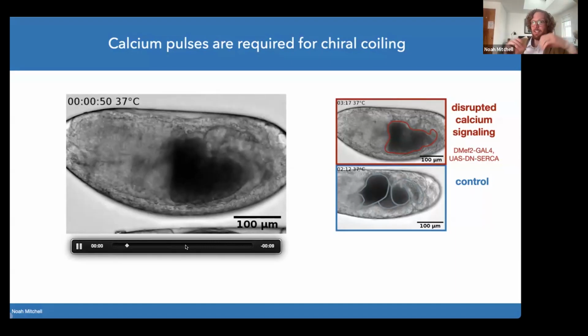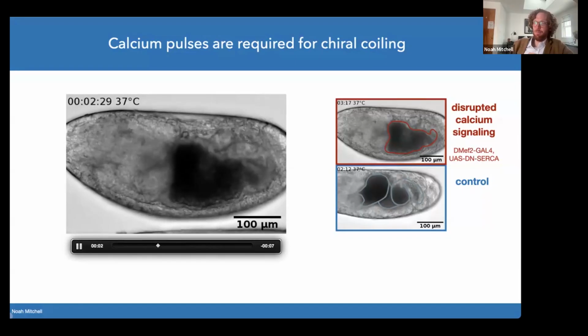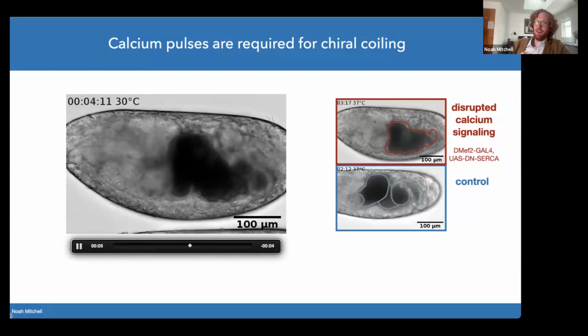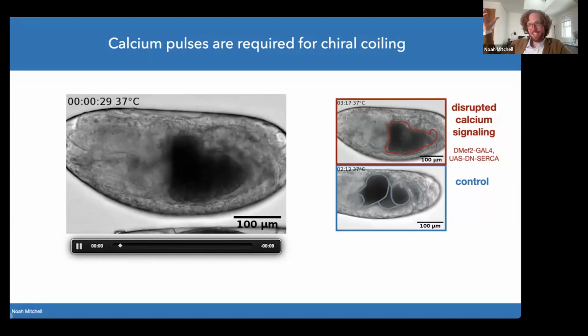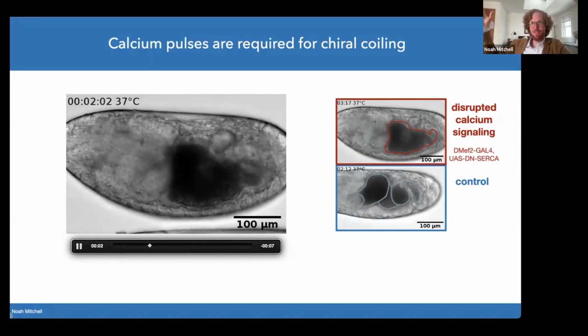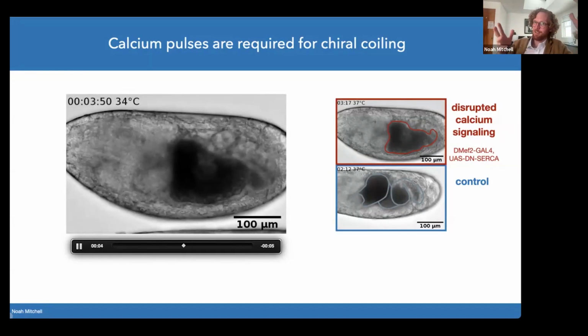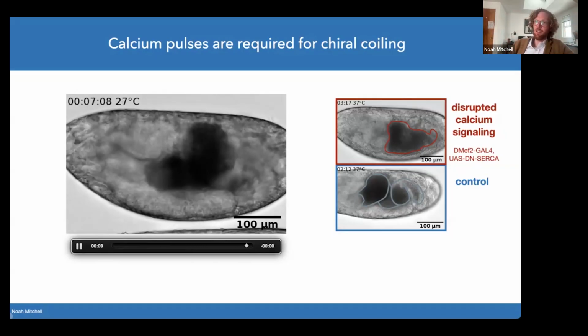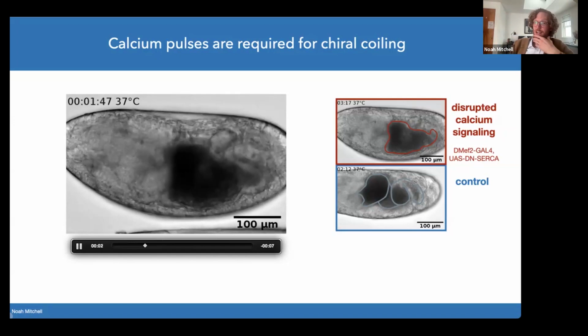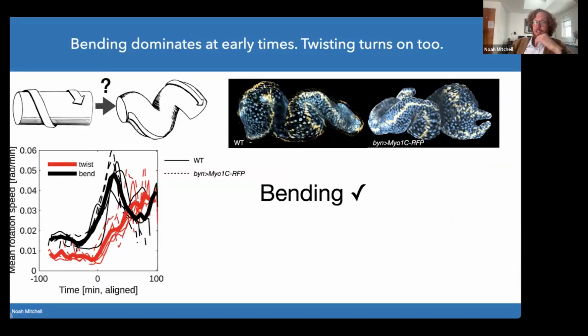So clearly these calcium-mediated muscle contractions are part of this transmission from, so it's myosin 1C dependent activity in the posterior. It talks to the longitudinal muscle, and somehow the longitudinal muscle interacts with these calcium pulses to make these asymmetric contractions. So this is our state of understanding of this bending. It's driven by these initial asymmetries in the calcium-mediated muscle contractions.